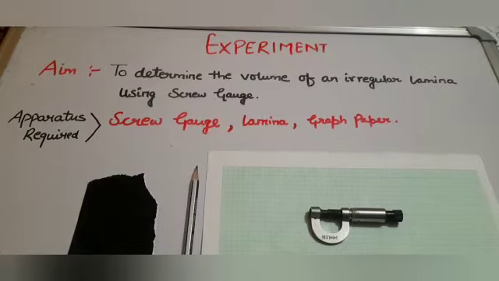To find the volume of a glass plate or an irregular lamina, we will first find out the thickness of the lamina, then place the lamina over a graph paper and trace its outline on the graph paper. The area A of the lamina is taken from the graph paper. The volume of the glass plate or irregular lamina is calculated from the formula: volume is equal to area into thickness.